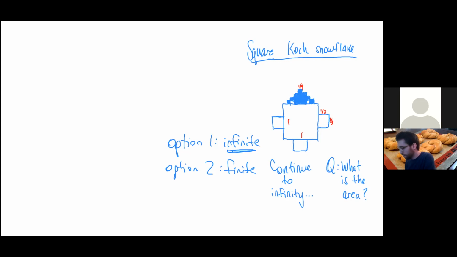The correct answer is it's finite. And not only that, but we can find the exact area. It's not going to be some weird decimal that never ends or some weird irrational number. It's going to be a nice answer. And let me make an argument quickly for why it's not going to be infinite. My argument goes something like this.